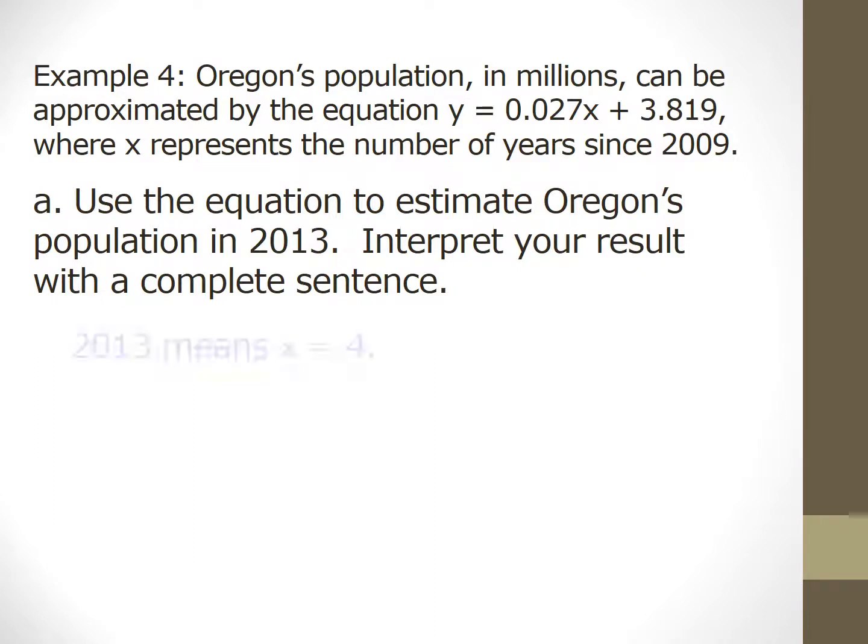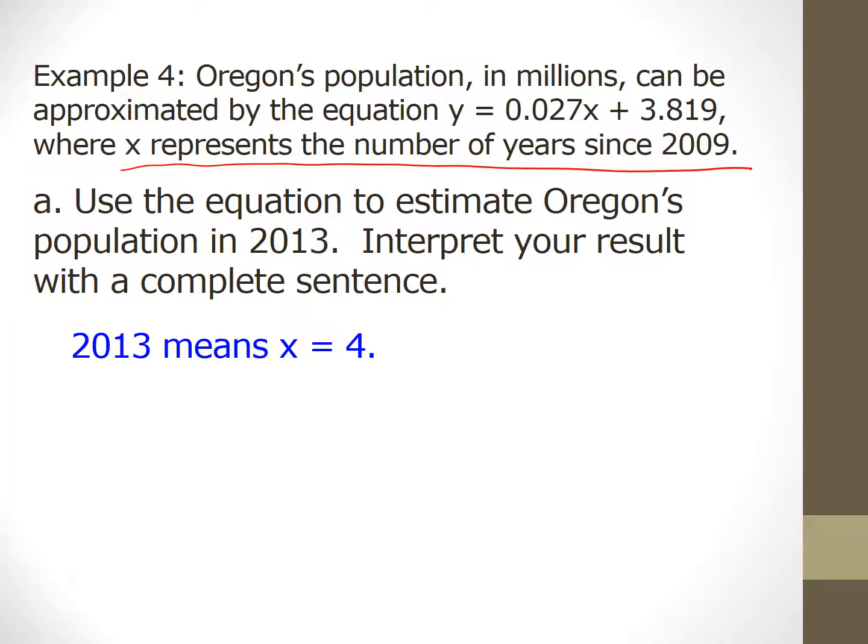Okay, well, let's start with the first part, 2013. That means our variable x, because x is the number of years since 2009. It states that really well for us here. We know what our variable is. So 2013 minus 2009, that's only a 4-year difference. Therefore, in this case, we want x to be 4.